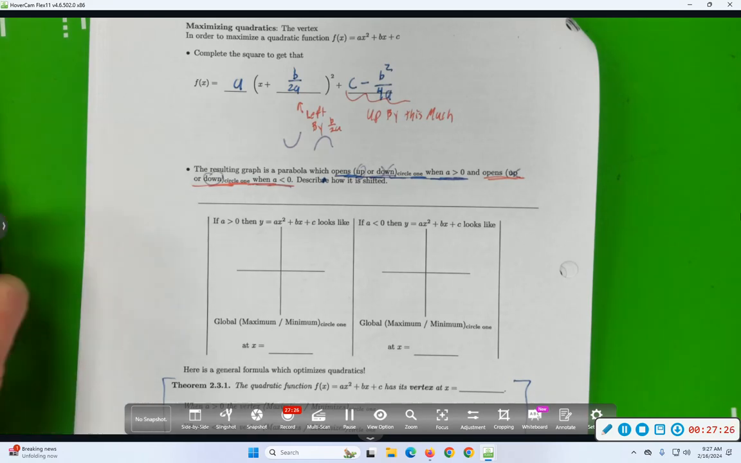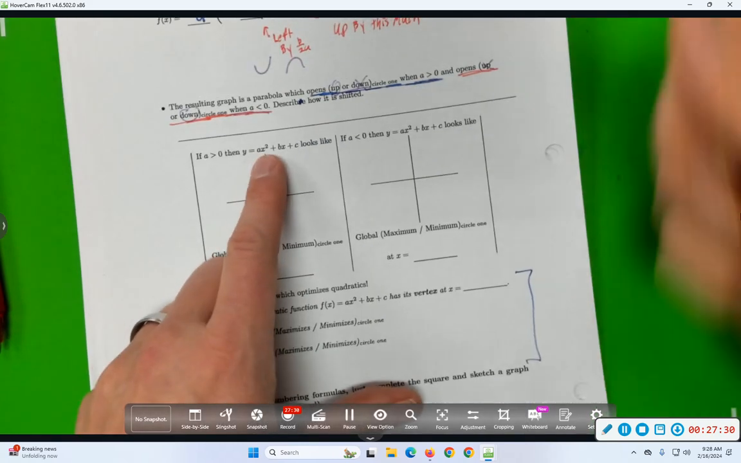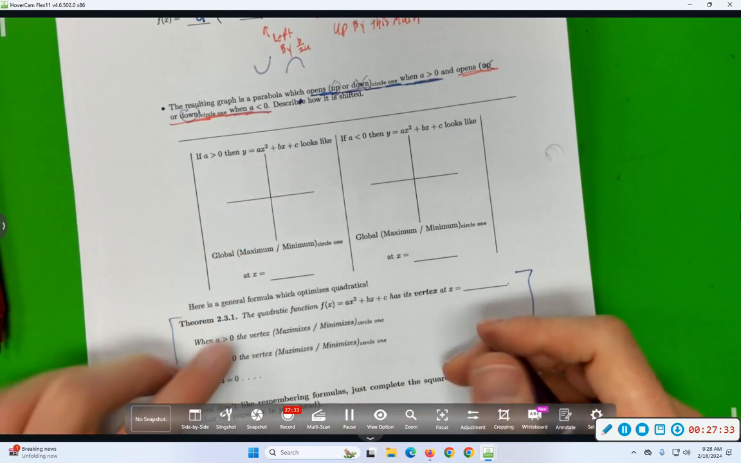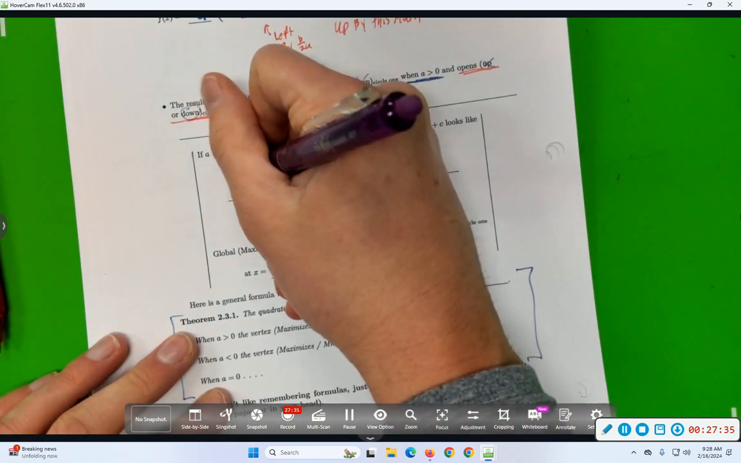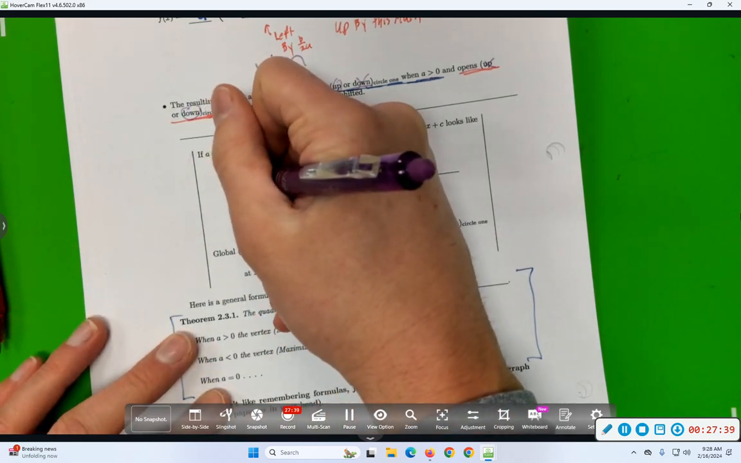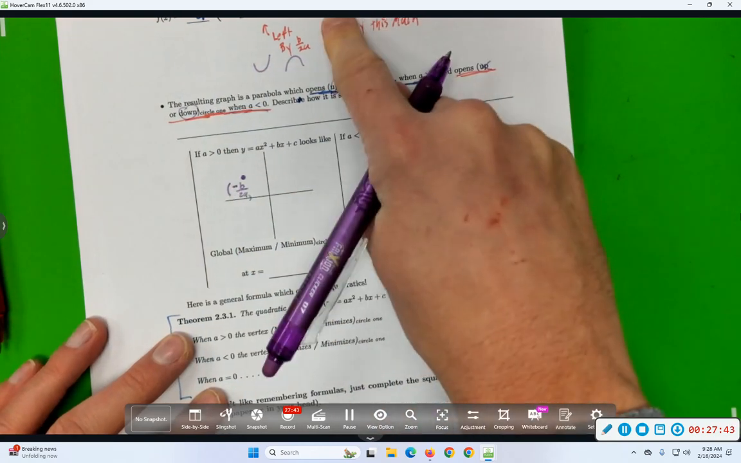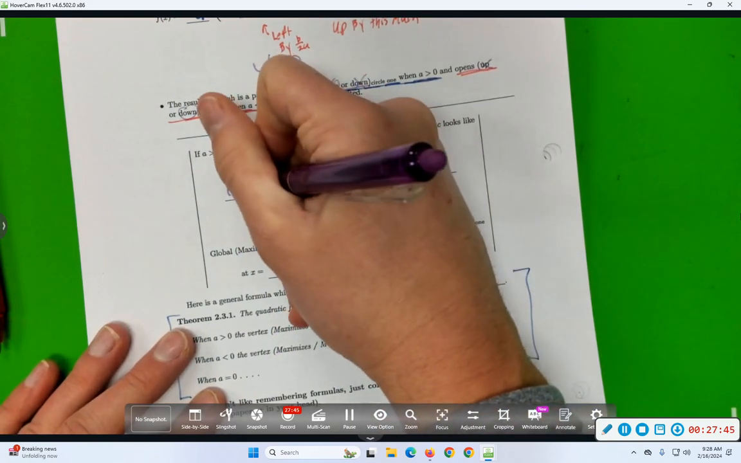So what will this do? This will move the vertex left by b over 2a, and it'll go up by this much, or down if it's negative, but you know that. So let's draw a cartoon graph. So summarizing this, if a is positive, then ax squared plus bx plus c looks like there's some vertex here at coordinates, you go left, so negative b over 2a, and then you go up by c minus b squared over 4a.